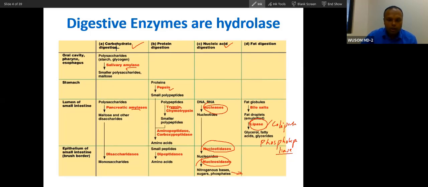We will talk about carbohydrate, protein, and lipid digestion. Protein has, you can see, four enzymes. We will talk in detail about all these enzymes. Today we will talk about carbohydrate digestion. Pancreatic amylase does luminal digestion, and then disaccharidases will carry out membranous digestion. So we will talk about luminal and membranous digestion.